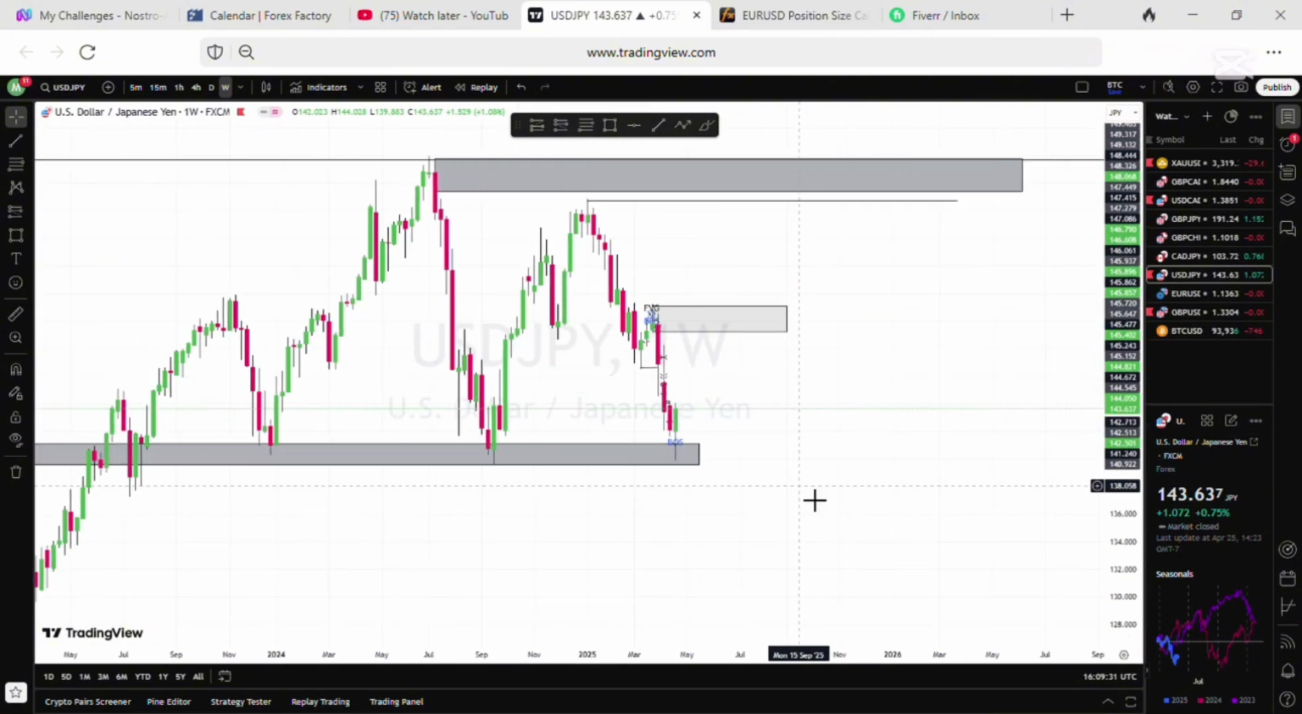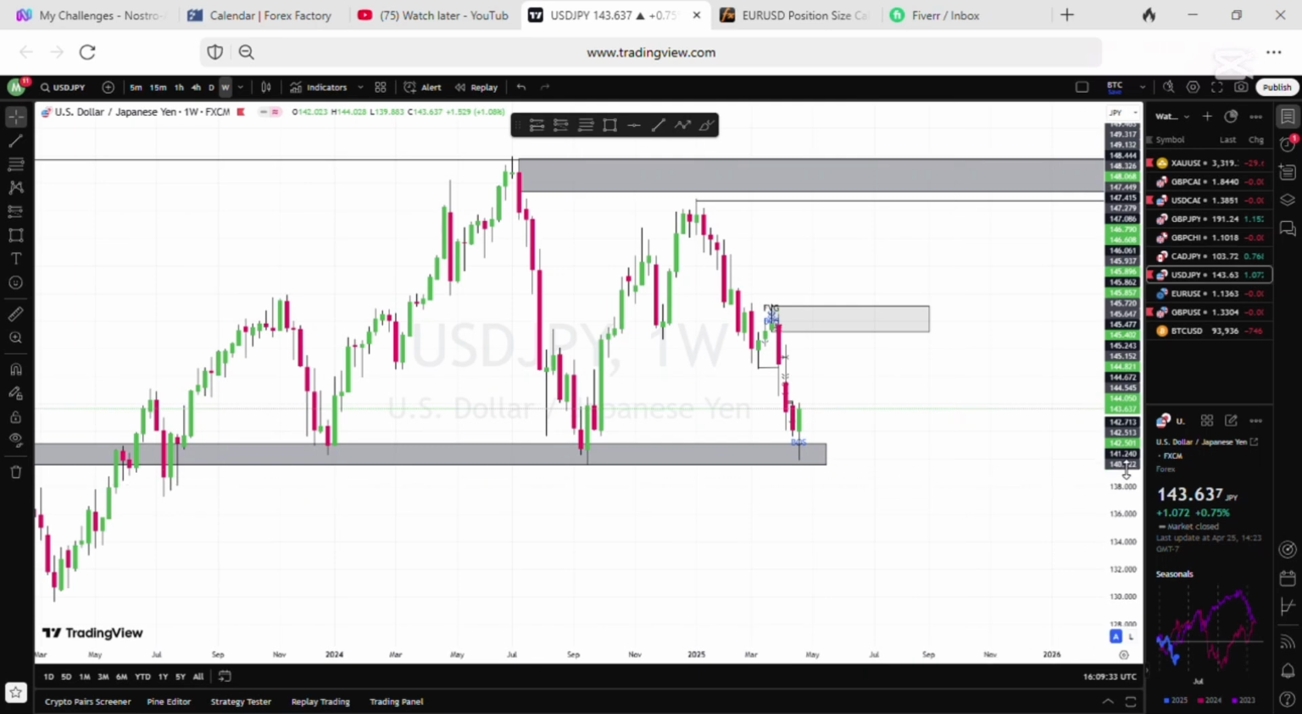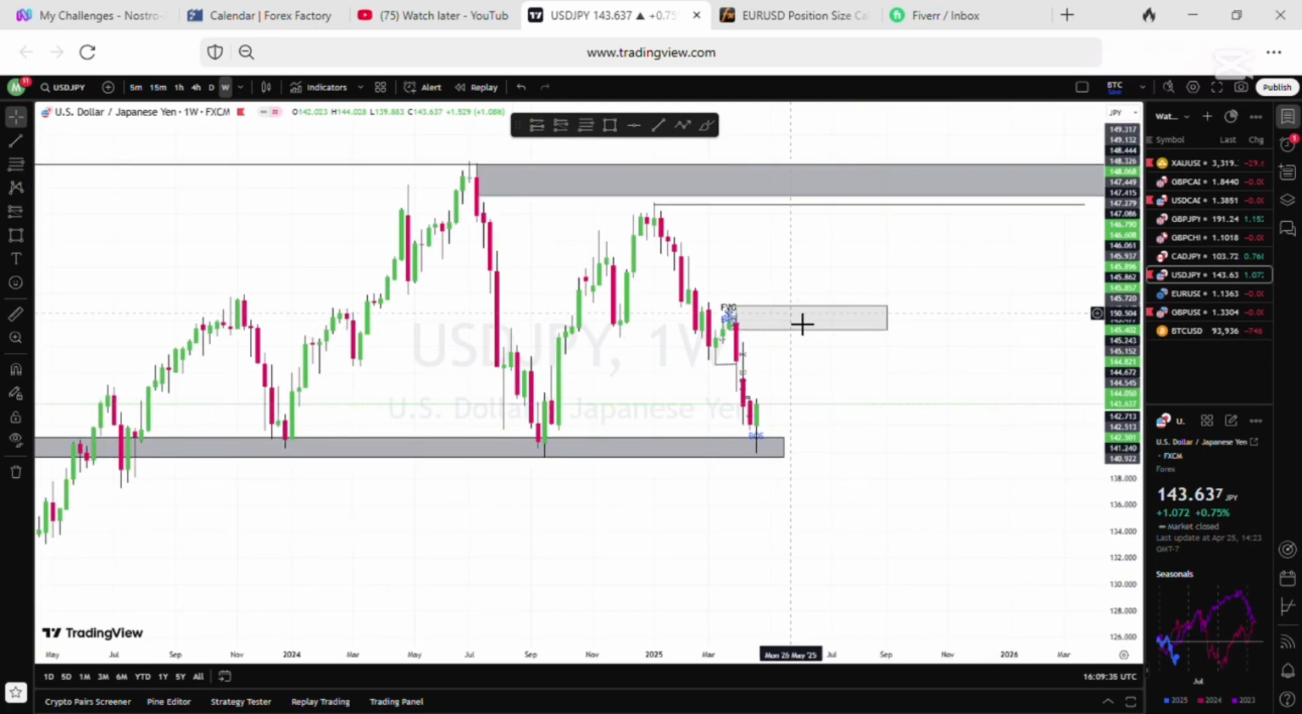So there's a possibility that the market is going to go bullish, and when it does that, react to this demand zone here and head straight to our previous high. This is our previous high here. I've already marked it out.